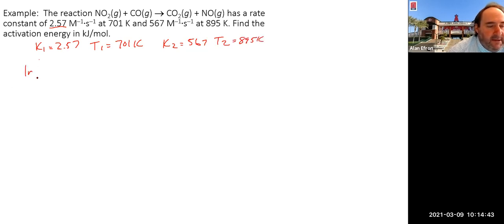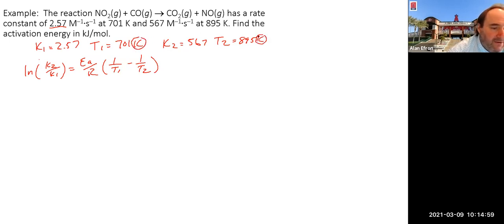Using the natural log of K2 over K1 is equal to Ea over R, 1 over T1 minus 1 over T2. In terms of units, we're okay here. The temperatures are already in Kelvin, so that's all good. So basically we just need to plug everything in. That's going to be the natural log of our K2, which was 567, divided by 2.57. That's going to equal our Ea, which is what we're trying to find, divided by our value there.